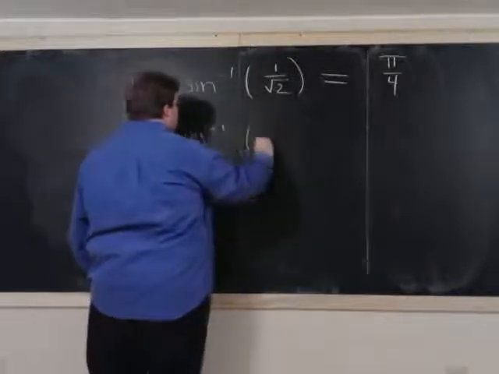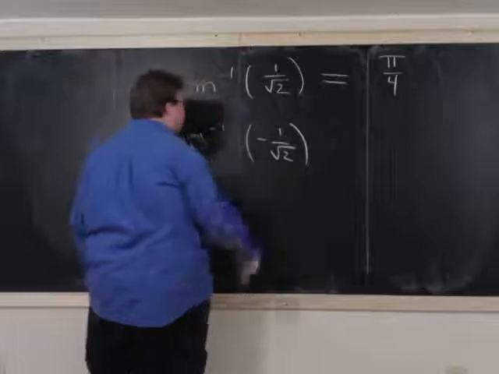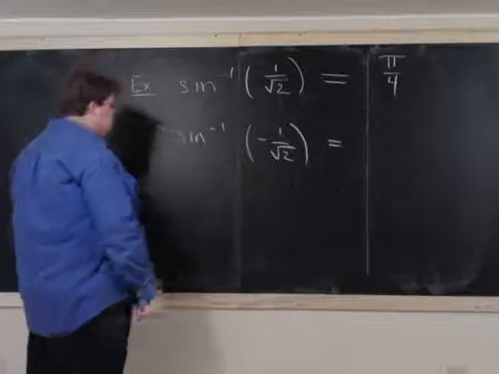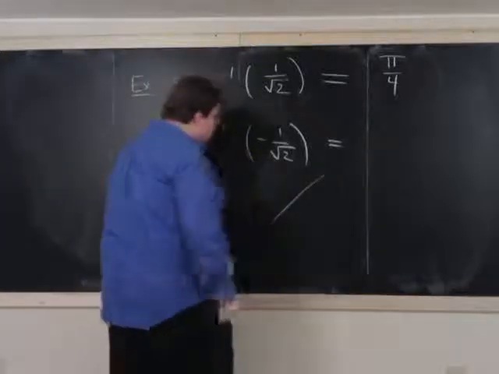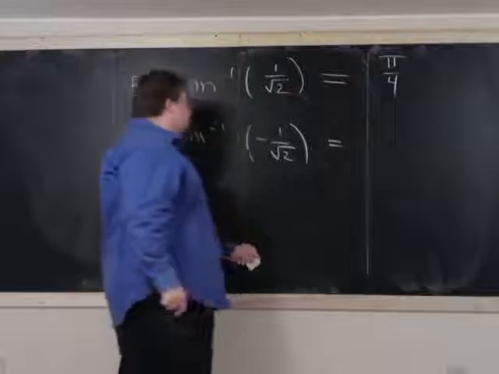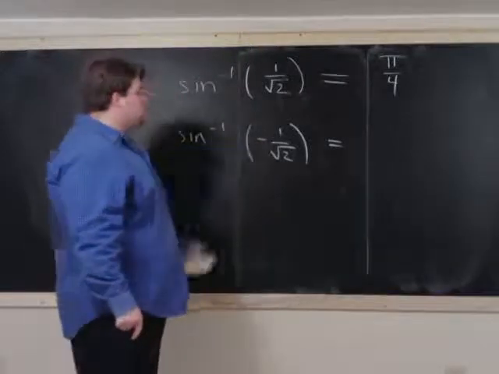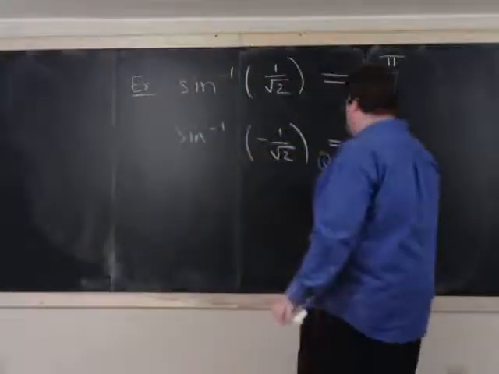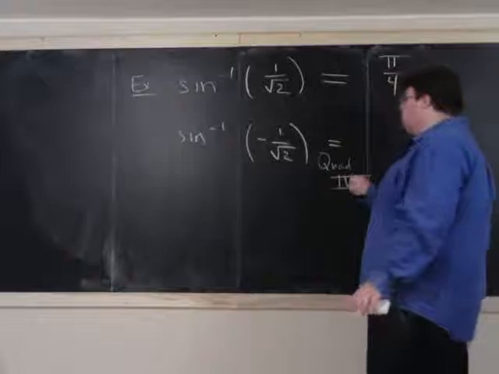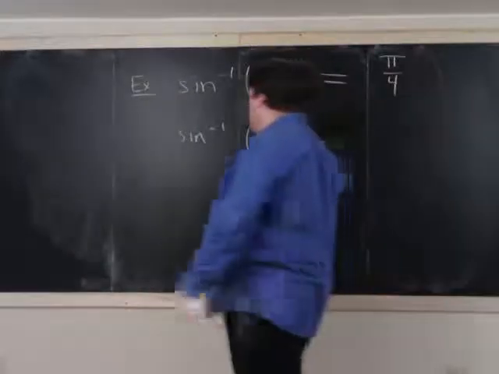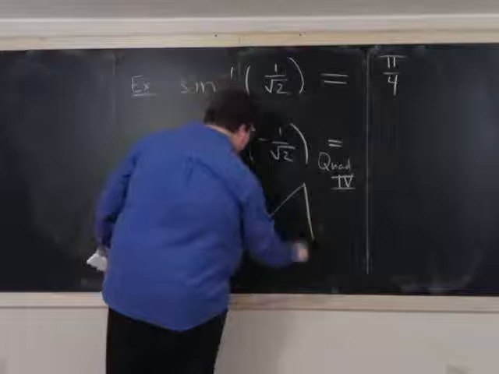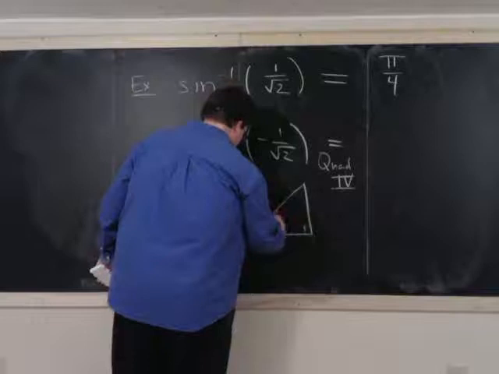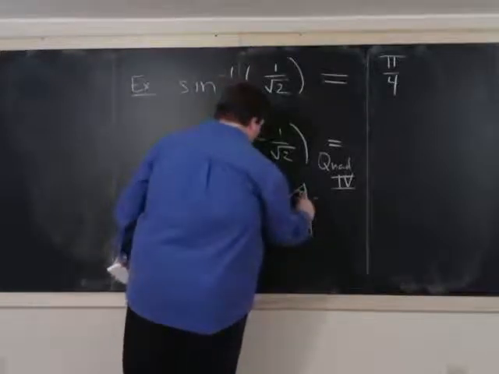Example. Sine inverse of negative 1 over root 2. What does this equal? Well, let's, again, before we draw the triangle, let's make the quadrant observation. This is a negative number. By that remark, this answer is going to be in quadrant 4. Well, which angle in quadrant 4? Again, we go to the triangles. We did this one before, so we know that it's going to be related to this triangle and not the one with the root 3.